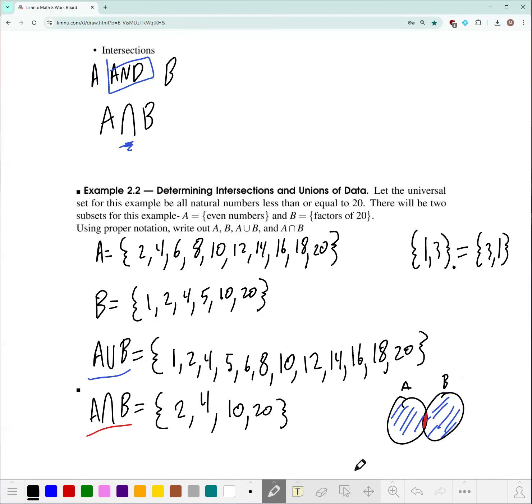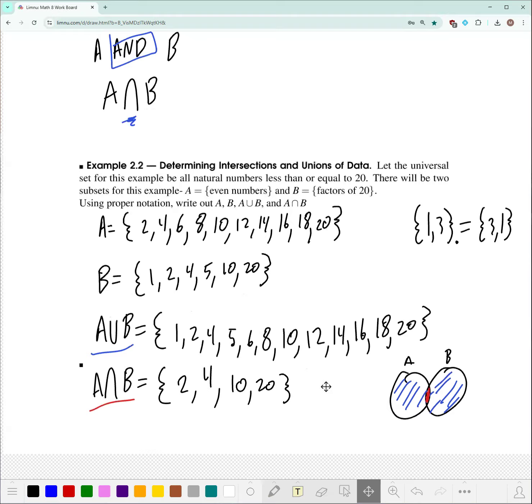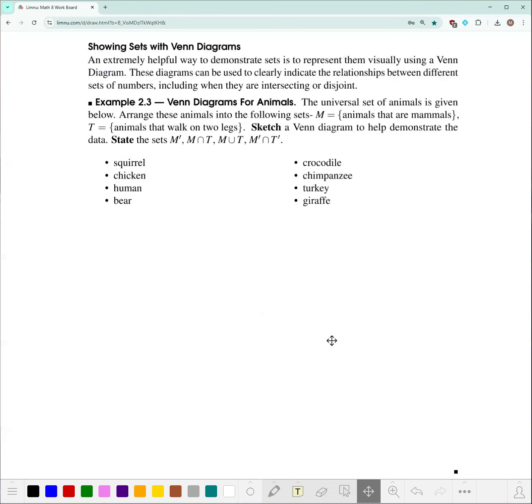Man, Venn diagrams are a great way to show off these ideas. I wish we had more practice with them. Well, great news, we do. Here's an example where a Venn diagram might help us display some ideas. So the universal set of animals is given below. That's this list, okay? There are allegedly more animals than this, but jury's out on that. This is the universal set that we're going to use for right now.